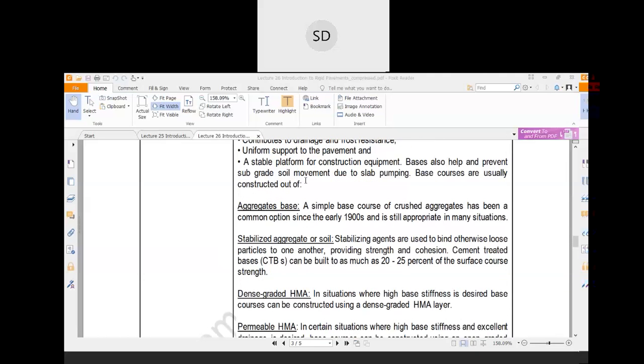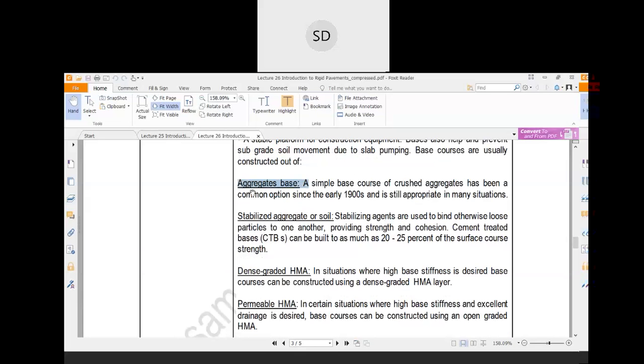Now there are different types of base courses. So the first one is aggregate base. A simple base course of crushed aggregate has been a common option since the early 1900s. So the most popular base course for the rigid pavement is crushed aggregate.